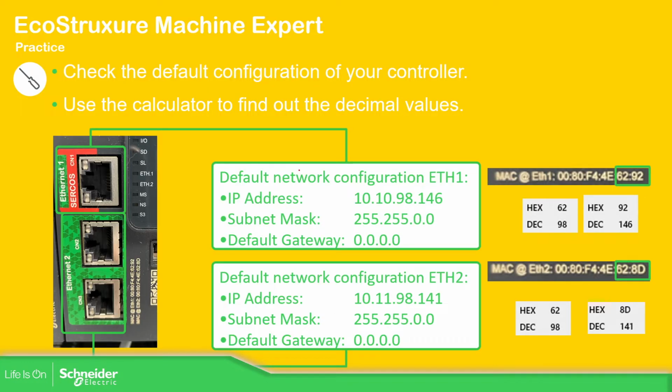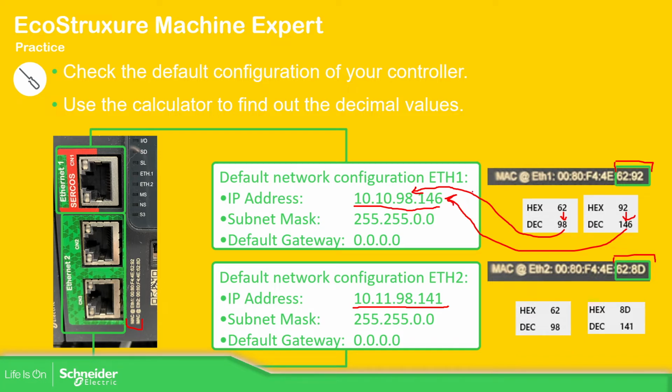Now in this example, I have this controller with this MAC address, and for example in Ethernet port 1 I have this configuration by default, and in Ethernet port 2 I have this configuration. One useful thing is that you need to check the last four digits of each MAC part, and then using the calculator you can easily change from hexadecimal to decimal, and these are the values that you can use over here, simple as that.